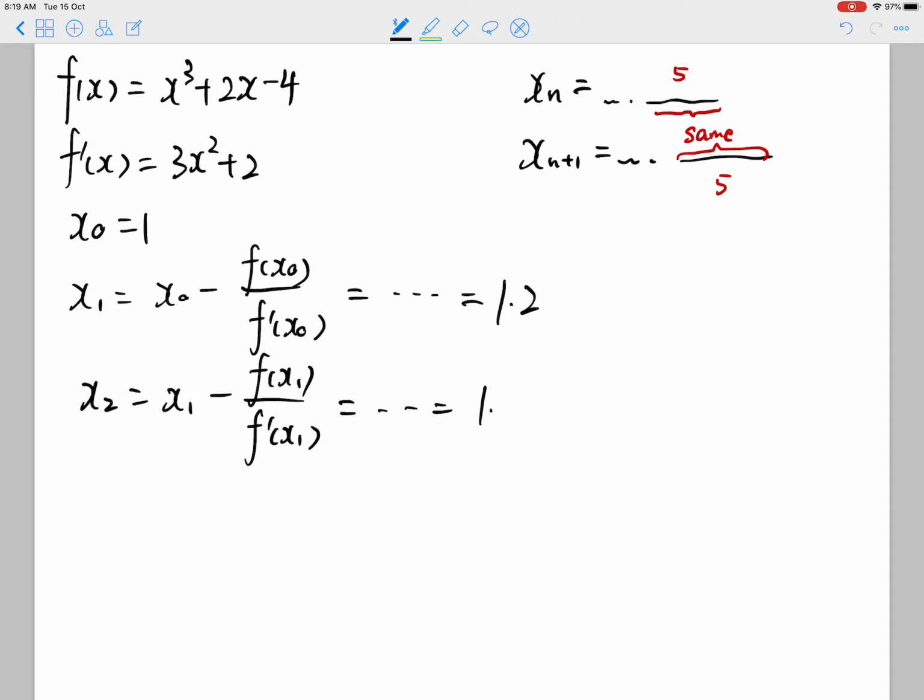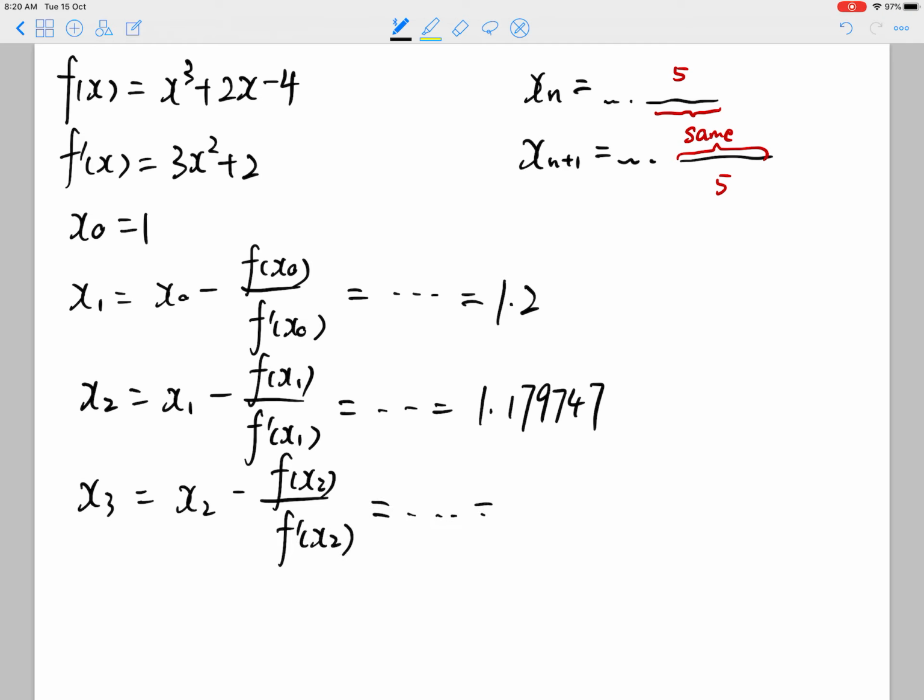So x2 is 1.179747. x3 is this. Okay, it is approximately 1.179509. So you can see here the first 3 are the same, right? But the fourth are different, so you can't stop here. We want all these 5 decimal places to be the same. So x4 is this.